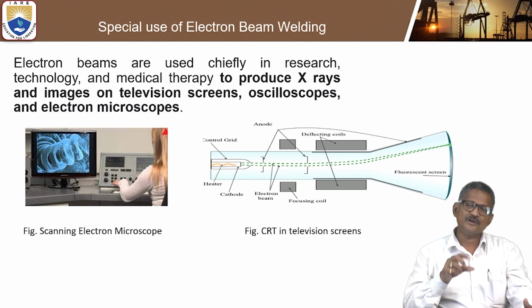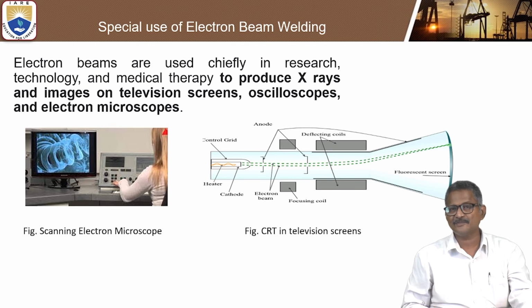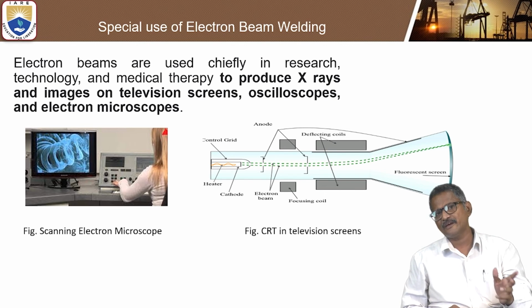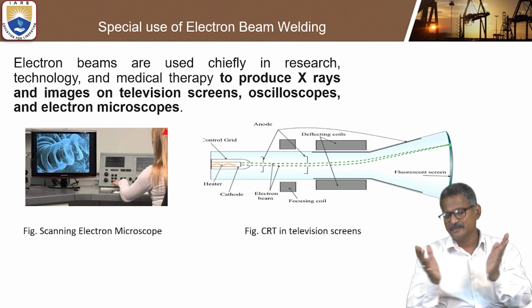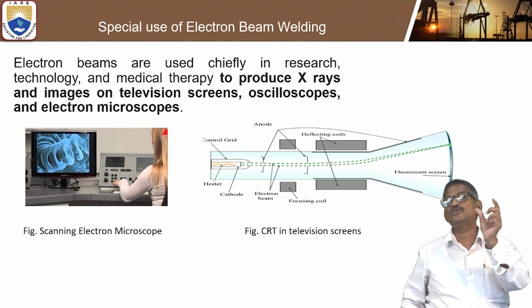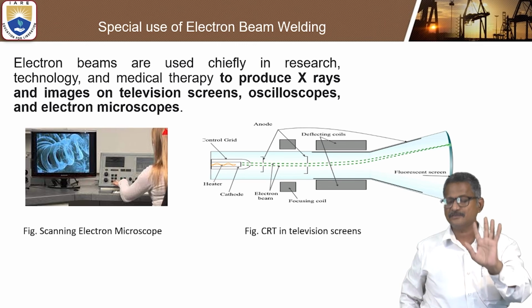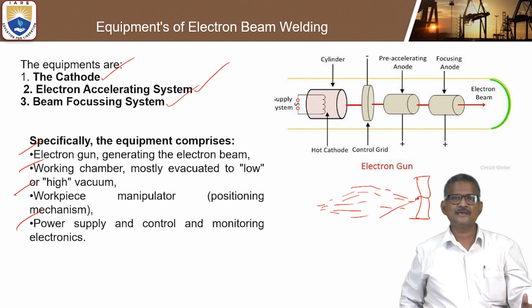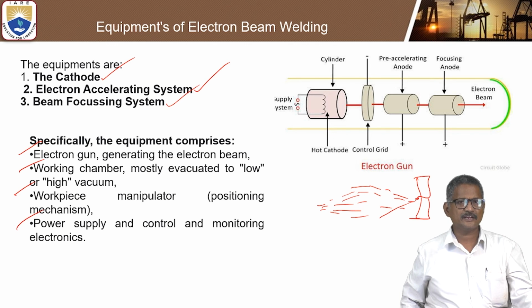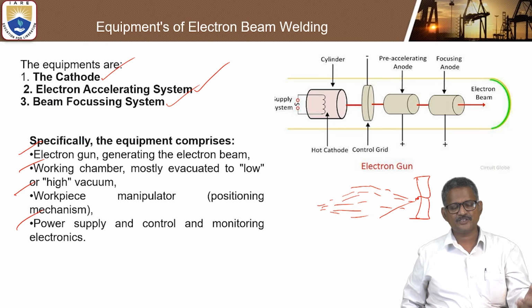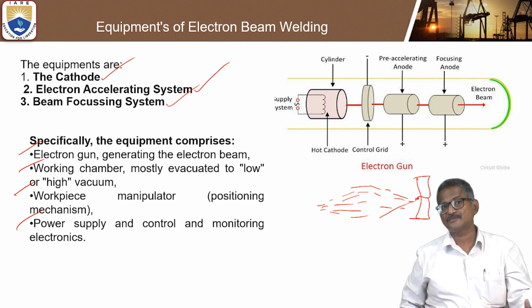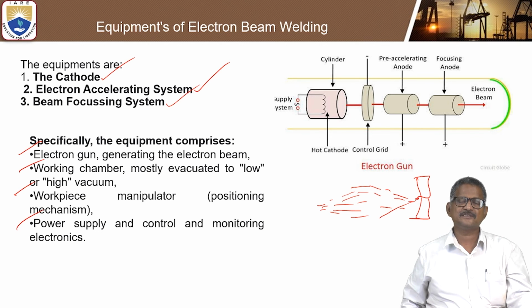These are the most advanced machines where you can do structural analysis. After performing welding, you can also easily check whether the weld performed well or not. A lot of gold ornamental applications can also be preferred. And there is some equipment such as the cathode, electron accelerating system, beam focusing, electron gun and chambers, and power supply, controlling and monitoring, which are also widely used equipment in the system.